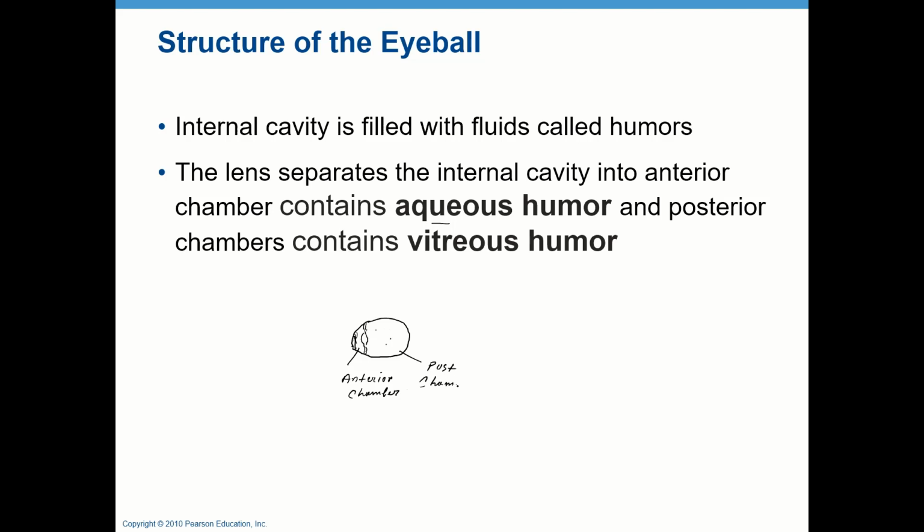Behind the lens, this big chamber is the posterior chamber. And the 2 chambers contain 2 different types of fluid. In the anterior chamber, remember A for anterior, the fluid is water-like. That's why it is called aqueous humor. Humor means fluid. In the posterior chamber, you have a jelly-like fluid.